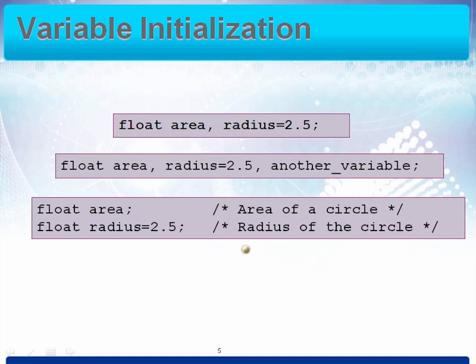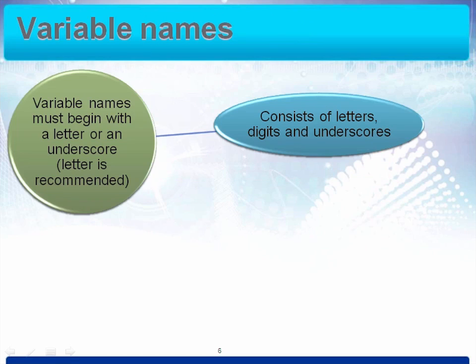All right, so let's look at now how we name variables. We've seen area, we saw radius, but let's go over the rules. Variable names in C have to begin with a letter or an underscore. And we recommend a letter because system variables tend to start with underscores, so that you don't ever have to worry about running into a conflict with a system variable. We recommend you start your variable names with a letter. Variable names can consist of letters, digits, and underscores. That's it. That's all you get.